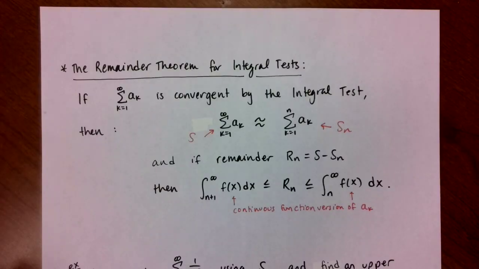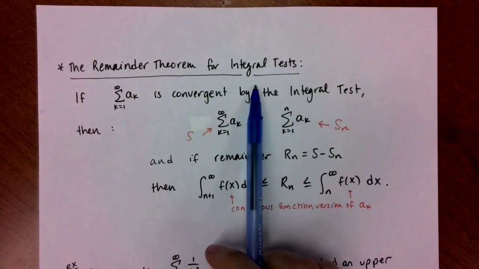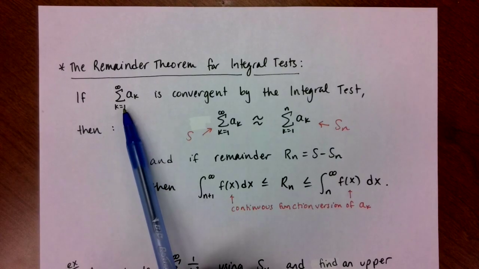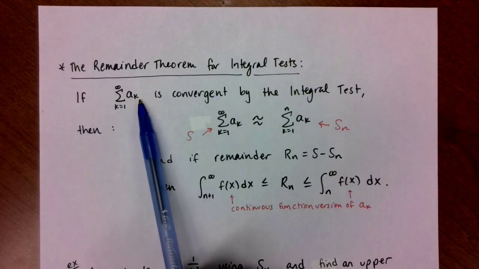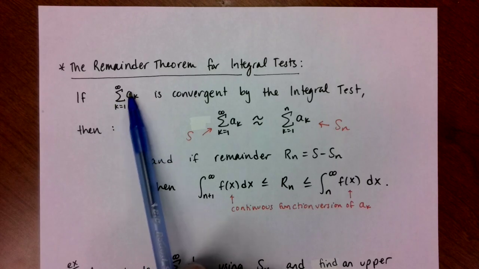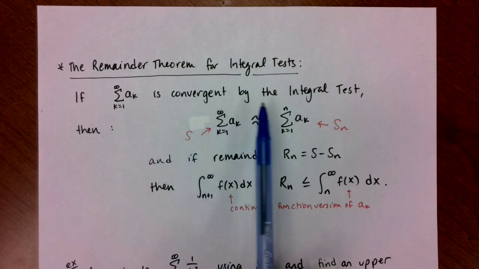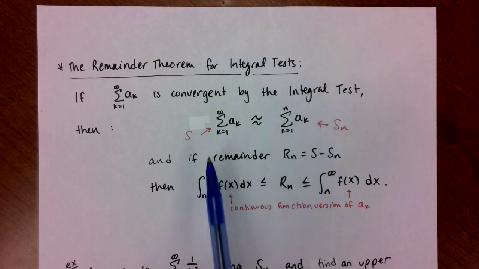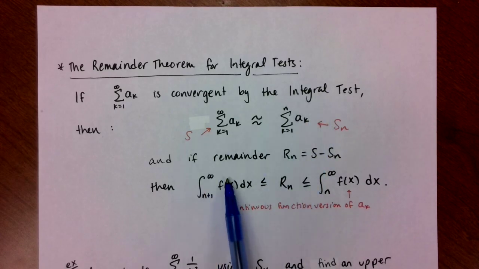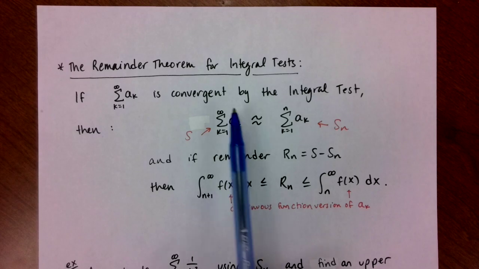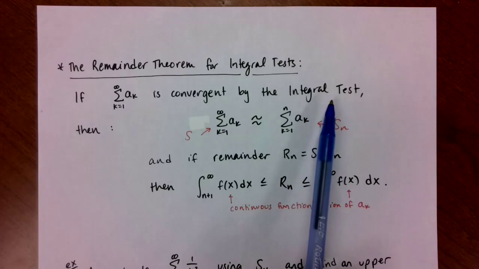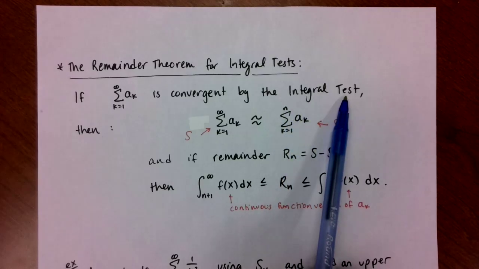Let's talk about the remainder theorem that goes with the integral test. So this theorem says the following. If you have a series, the sum from 1 to infinity of a_k, which is just the stand-in for whatever the formula is, and that is convergent by the integral test, then a couple of things can happen. Before I keep talking, I should say convergent by the integral test not only means it's convergent, but it also passes all the conditions of the integral test.